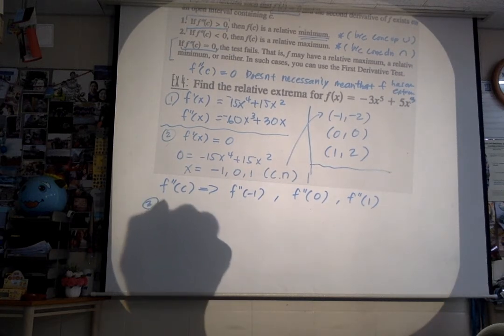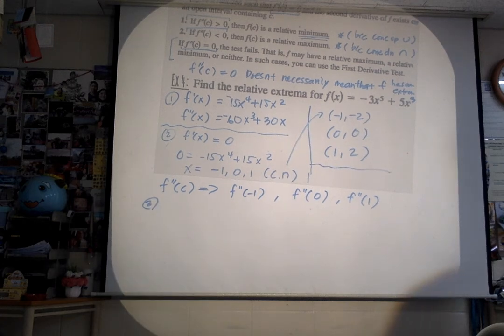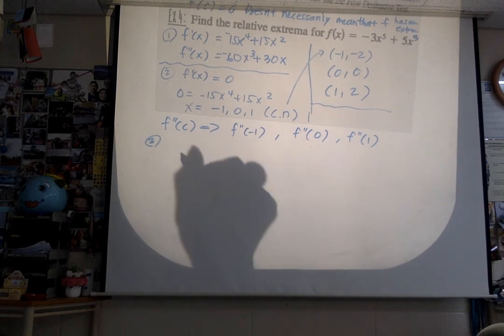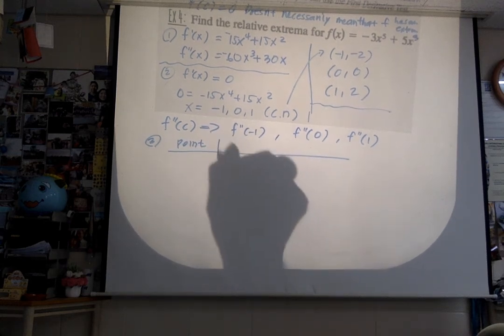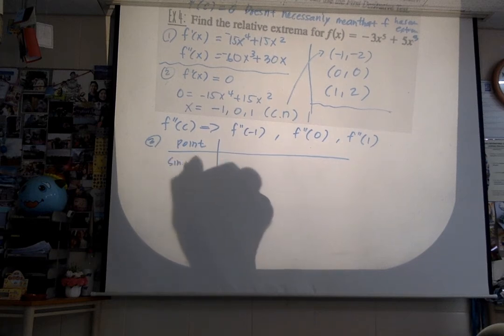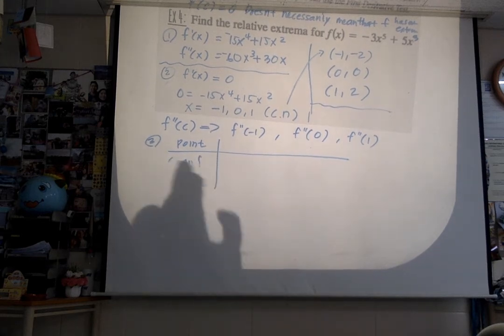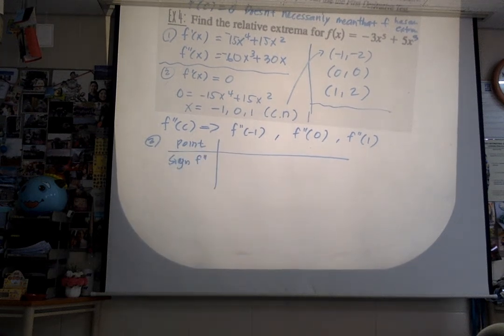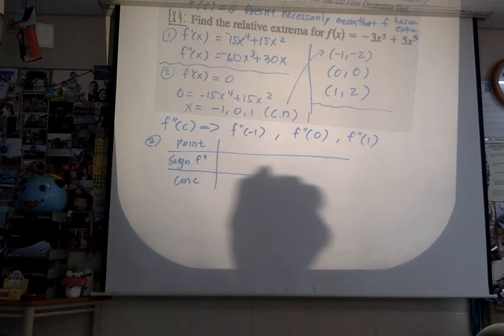Now I'm going to do the third step. I'm going to do this one just like your book, where they make a table, okay? Now, apply your second derivative test. So here's your point, and here's your sign, that means positivity or negativity of your f double prime, and your conclusion, okay?